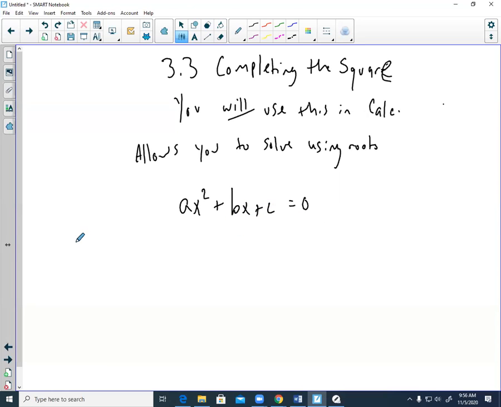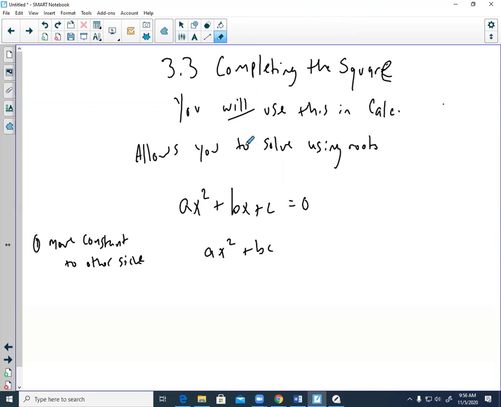Okay, so the thing that you're going to do, I'm going to kind of write the list of steps here, and then I'm going to show you what you're going to do on this side. The first thing that you're going to do is move the constant to the other side of the equation. Okay, so that means I'm going to move c over to the other side. So it's going to become ax squared plus bx equals negative c. So I've moved that thing over to the other side.